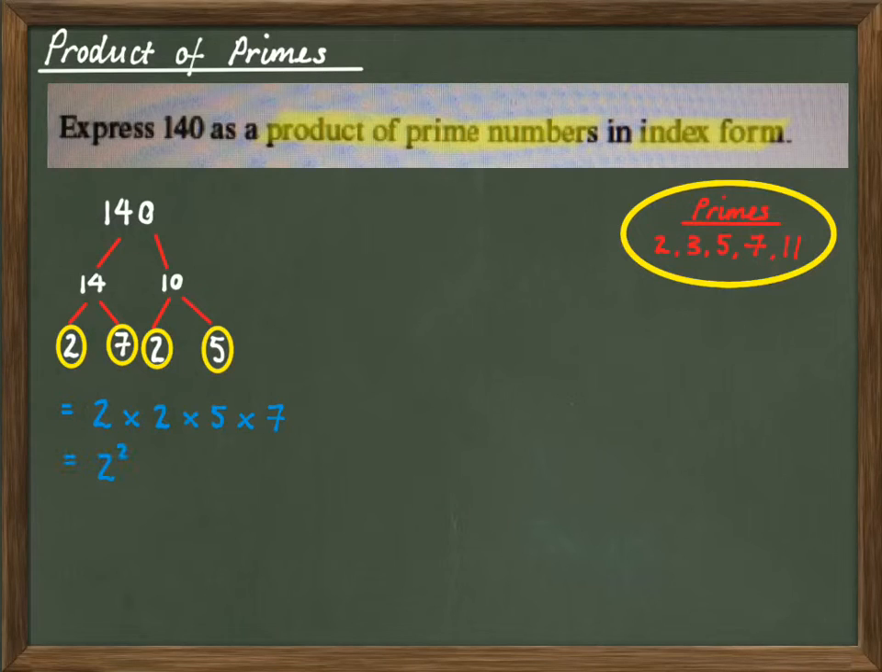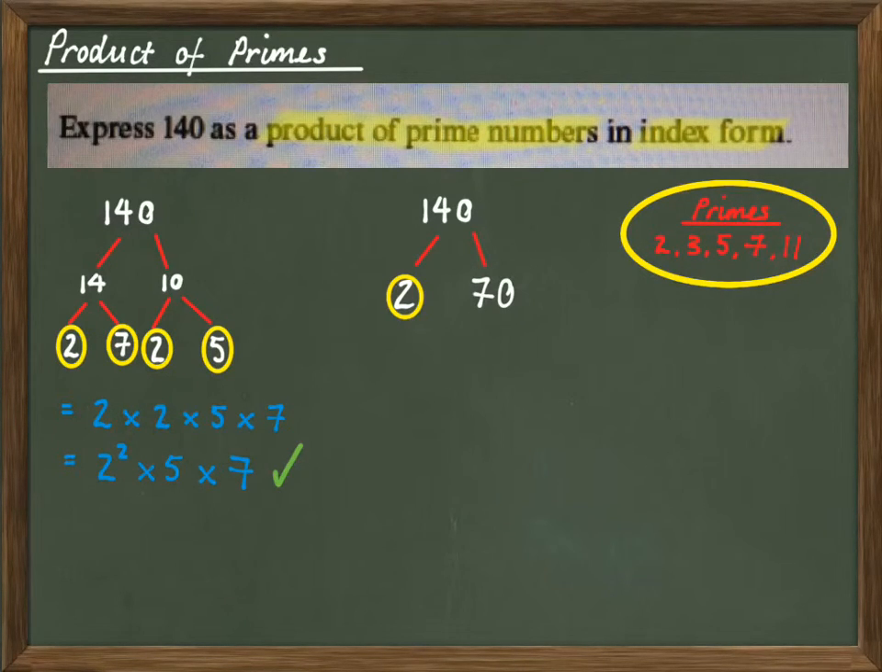So what I'm going to write is 2 squared. 2 times 2 is the same as 2 squared, okay? So you write down the number, and then basically, however many times it appears, you write down that as the little floating number up next to it. 5 only appears once, so I'm just going to write times 5. 7 only appears once, so I'm going to write times 7. Okay, so that will be my 3 marks, and there's my tick.